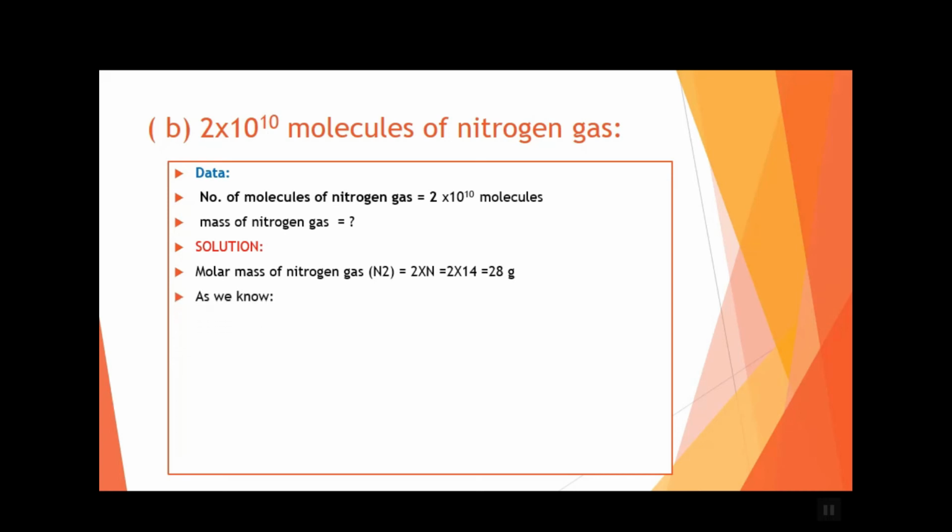So next step, as we know, number of molecules is equal to moles into 6.022 exponent 23 molecules. Use the term number of molecules, that is equal to moles into 6.022 exponent 23 molecules, not atoms. Now put the values. 2 exponent 10 is equal to moles into 6.022 exponent 23. Just what should we do in our next step? Just open the formula of moles in the above equation.